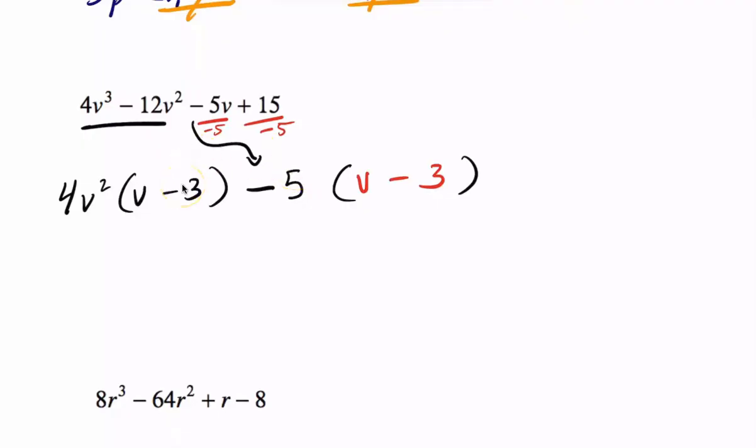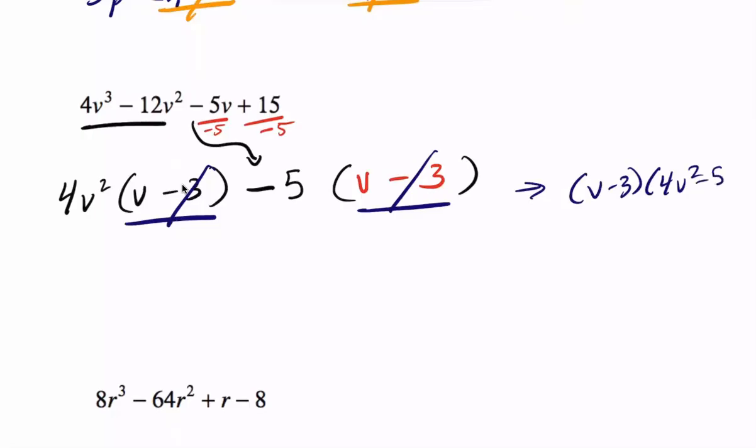Now look, they match again. So factor out the v minus 3, and you're left with 4v squared minus 5.